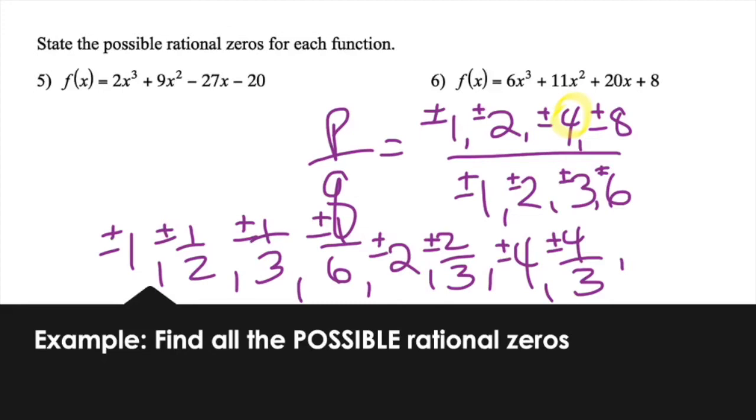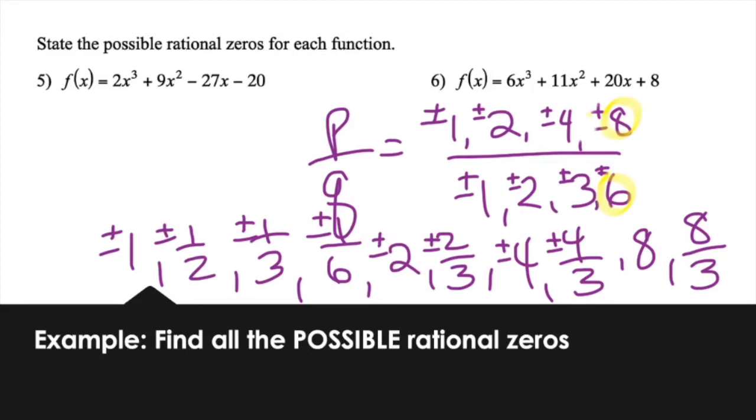Last, we need to do the 8. 8 divided by 1 is 8. We'll need to write that one down. We haven't done that one yet. 8 divided by 2 is 4, and we've written that one down. Don't need to write that one. 8 divided by 3, we have not written down. And 8 divided by 6 is 4/3, and we've already written that down.